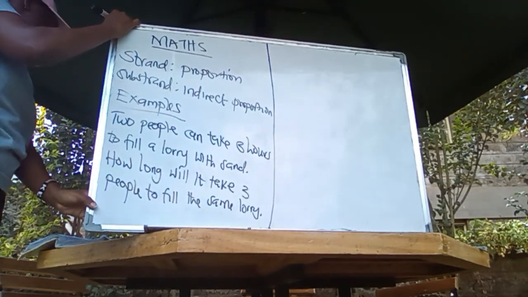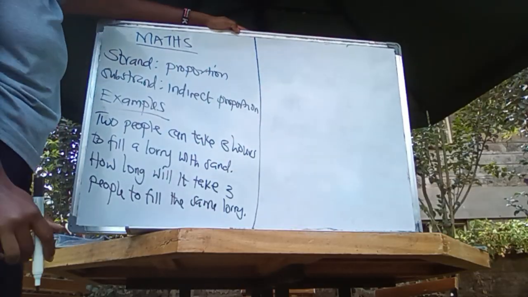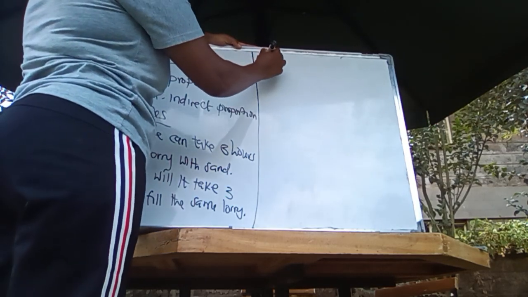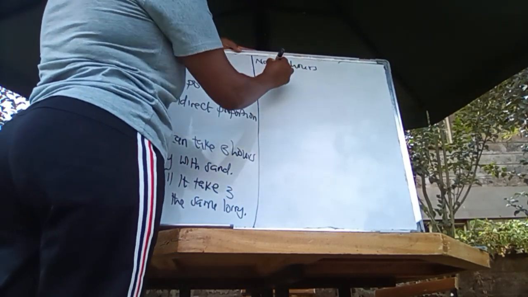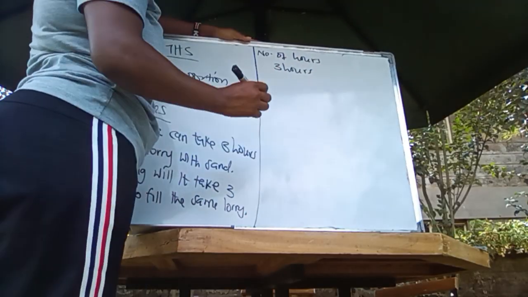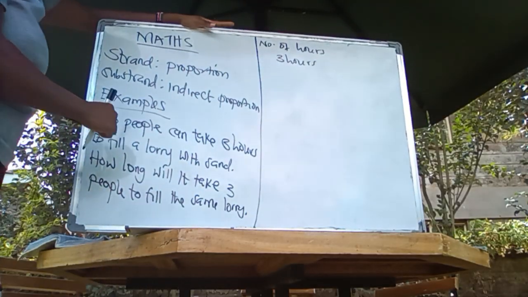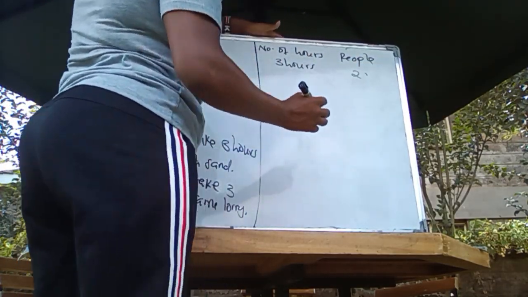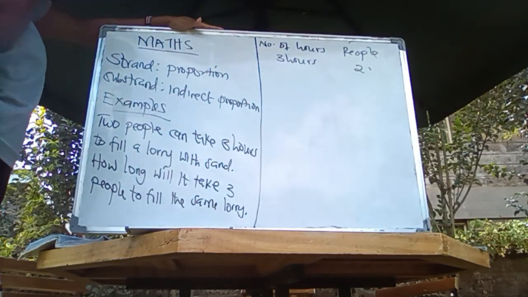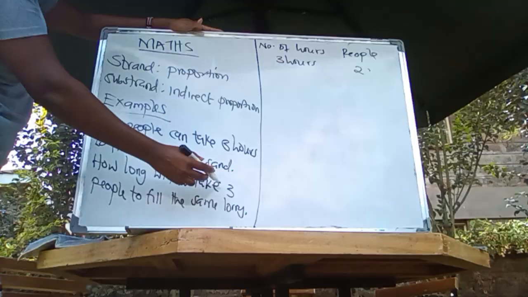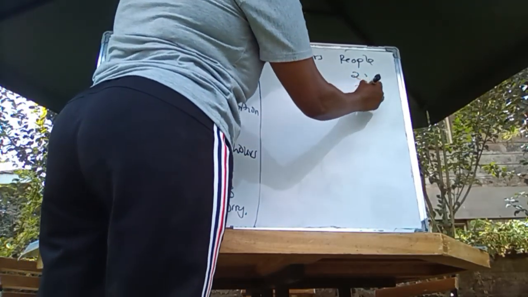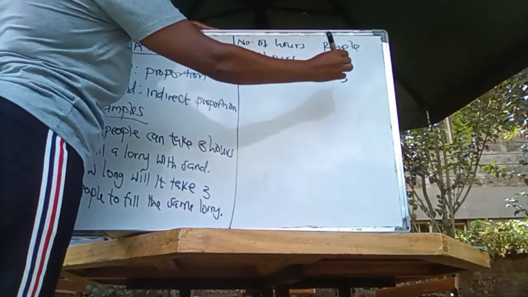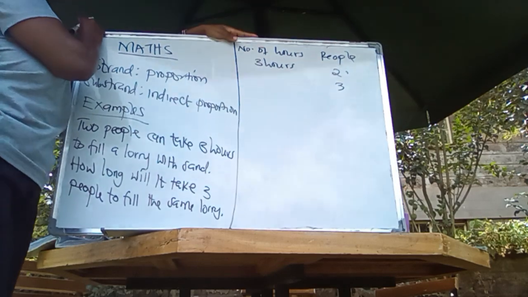Are we together? So now this one, kitu cha kwanza, you have 3 hours. You have the number of hours, which is 3 hours. And how many people are taking 3 hours? Two people. So we have people here, and then we have two people. So 2 people are taking 3 hours. Then you are asked, how long will it take 3 people? Now, if it was direct proportion, it could just be cross and multiply. Now, in this one, you have to think.